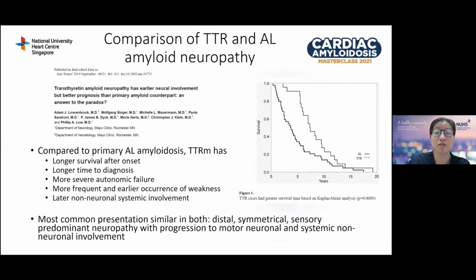And non-neuronal organ involvement, such as the heart and kidney in the first year of onset, is more often seen in AL cases than TTR cases. TTR neuropathy is also associated with more severe autonomic failure.